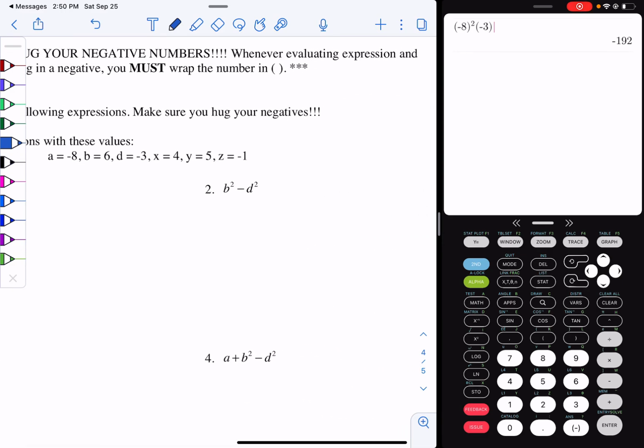Number 2, I have B squared minus D squared. So I'm making 2 substitutions. I'm substituting for B, squaring it, subtracting my D value, and squaring it. So I have to ask myself what B is. B is 6. So I'm going to substitute 6 for B, and then I'm going to ask myself what D is, and D is -3. So I'm substituting a -3. I type this in my calculator exactly as it's written. I hit enter, and I get 27. That is your final answer.